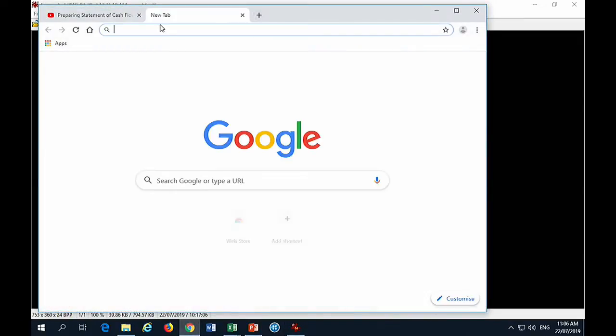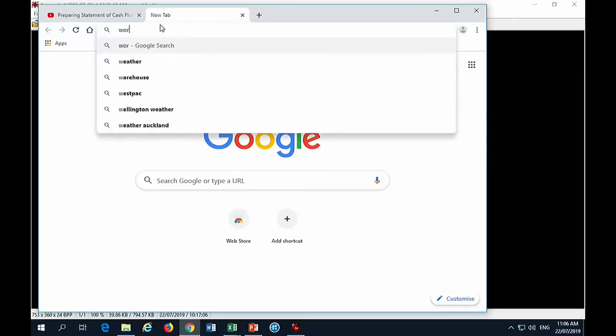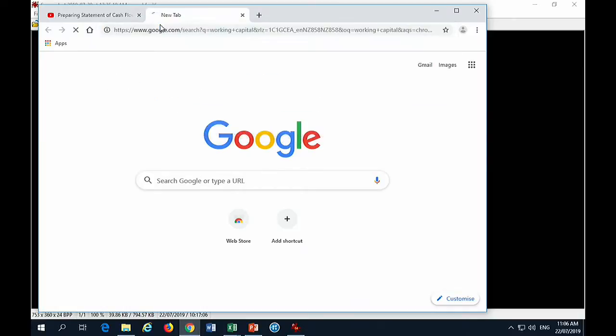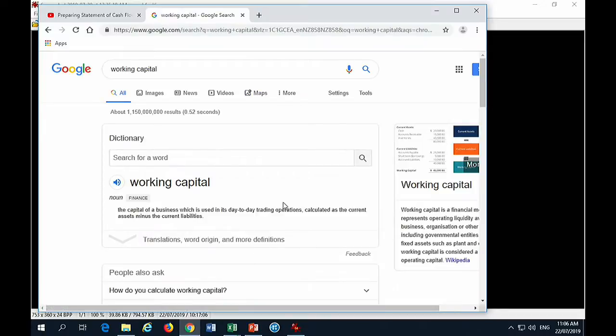So what is working capital? It is the difference between current assets and current liabilities. Okay?